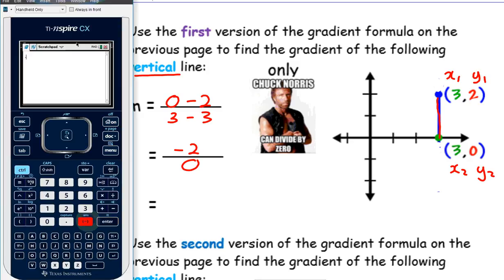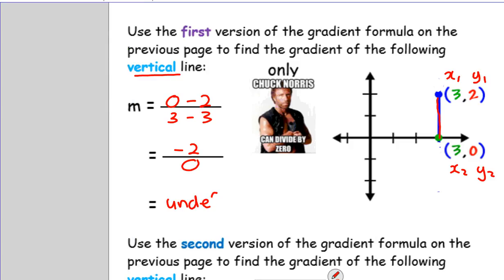Okay, so negative 2 divided by 0. What do you think is going to happen? Undefined. How about that? It's all because in mathematics, you technically can't divide by 0. So undefined, that's what we write. Hence the little joke: only Chuck Norris can divide by 0.